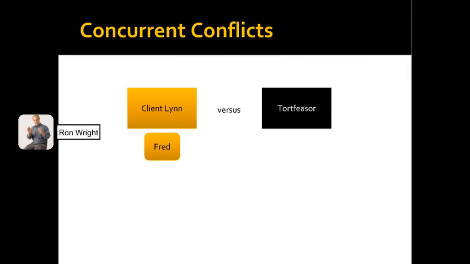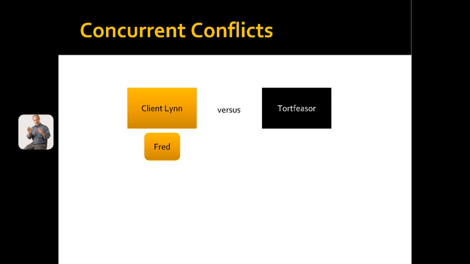The first and most straightforward form of conflict of interest would be concurrent conflicts between two different clients. And by concurrent, we mean happening at the same time. One lawyer representing two different clients at the same time. The easiest way to see that happening is in single litigation.